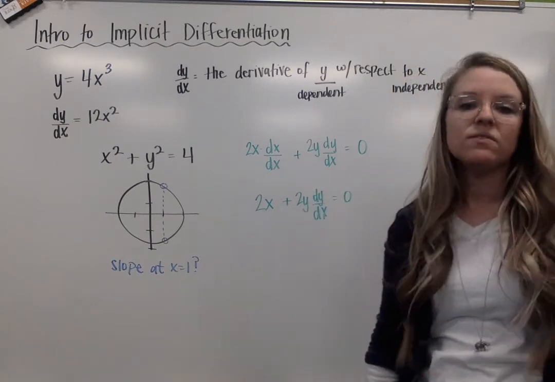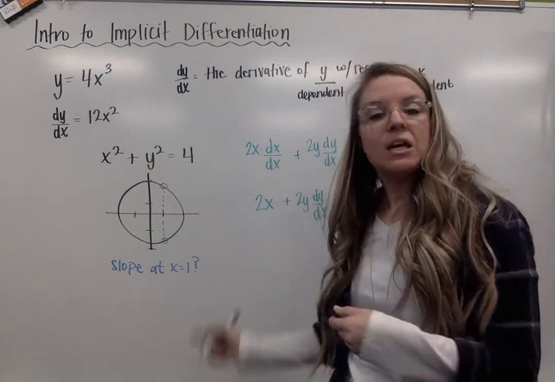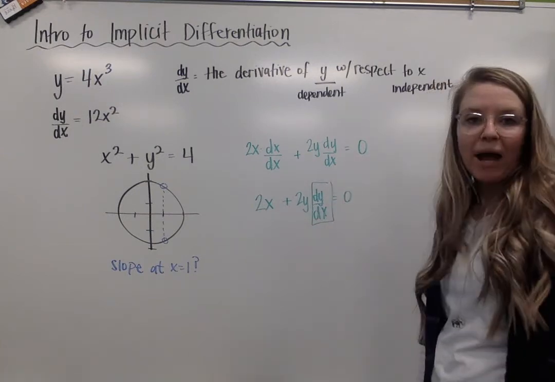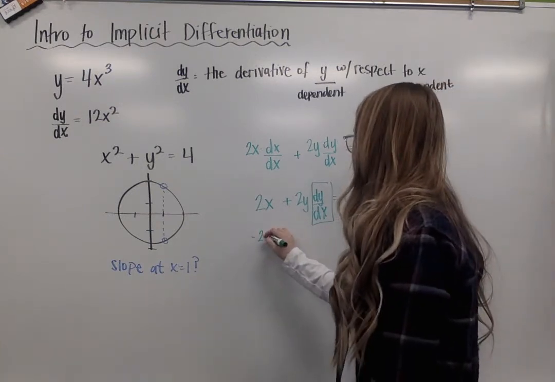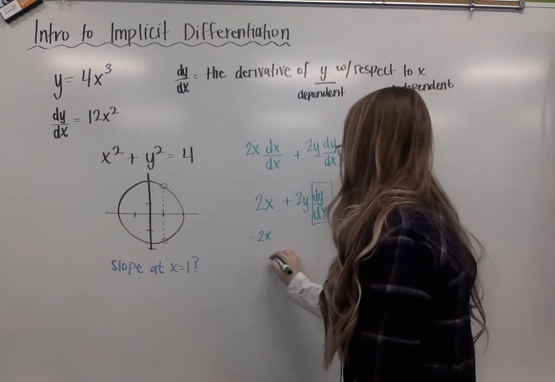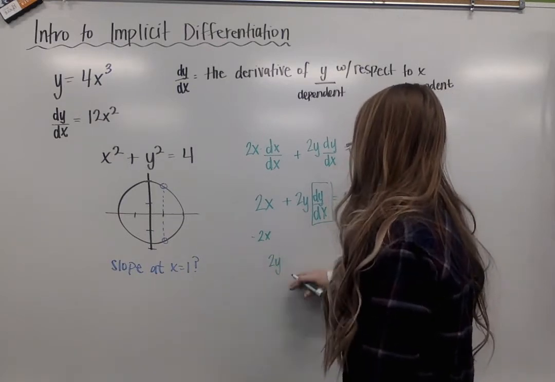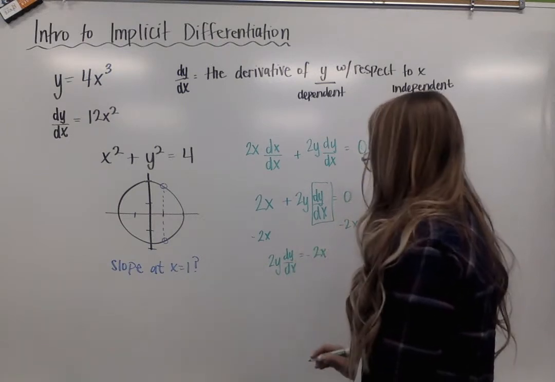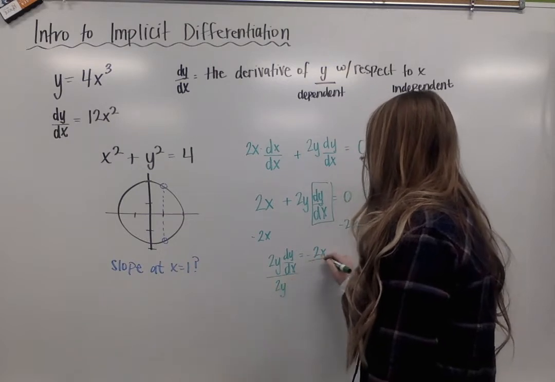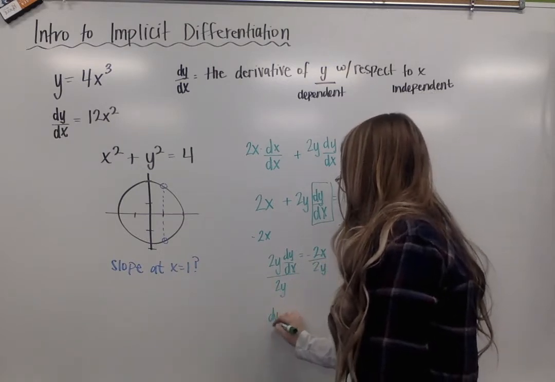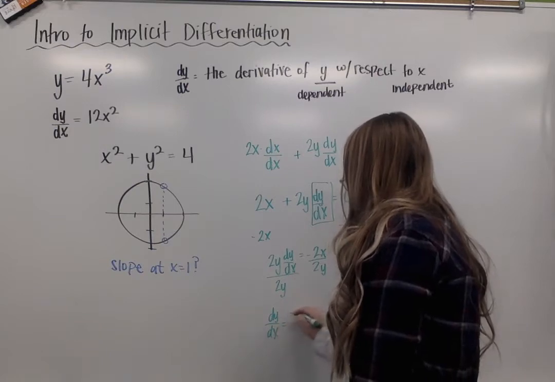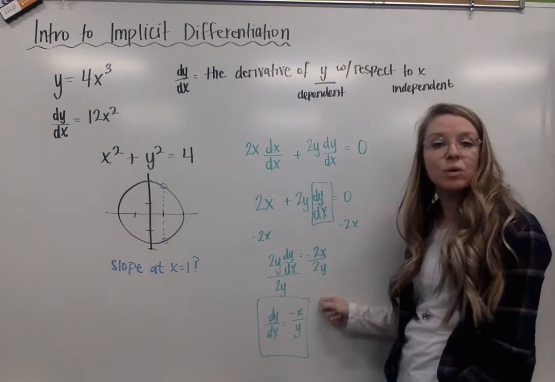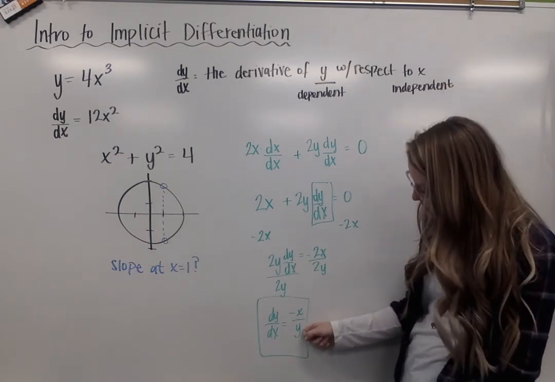And when we're taking the derivative, the dy dx is what we're solving for. So now that I've taken the derivative, my goal is to isolate my dy dx here. So I'm going to subtract 2x over. We have 2y dy dx equals negative 2x. And then I'm going to divide by my 2y. So my dy dx equals negative x over y.